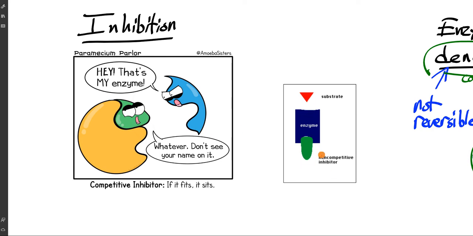For non-competitive inhibition, something goes somewhere else, attaches to some other part of that enzyme, some unexpected part. And what that does is changes the active site. So if it changes the active site so that the active site no longer fits the right substrate, the enzyme again cannot do its job.